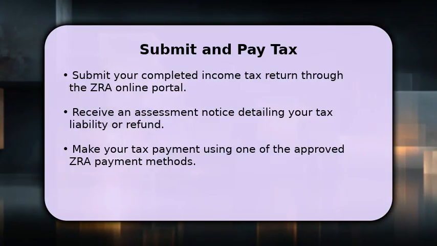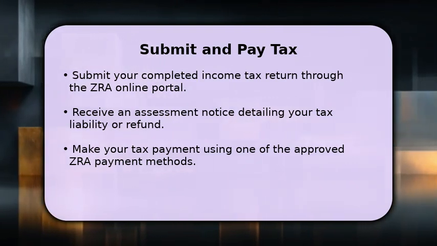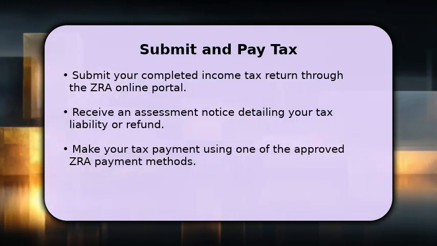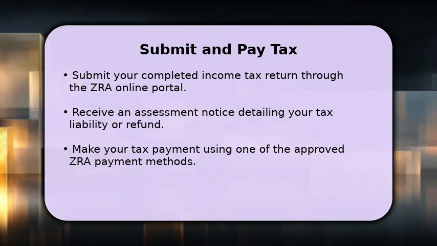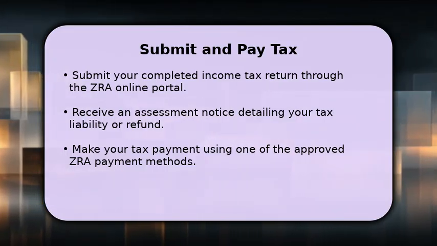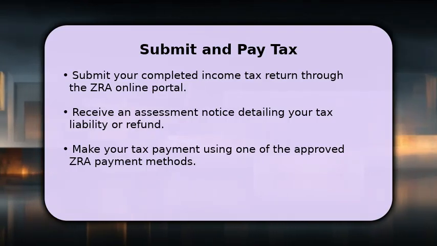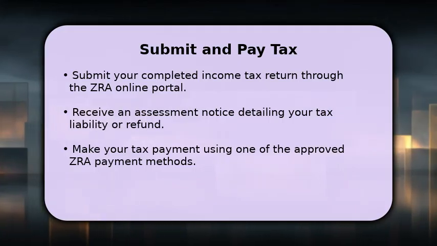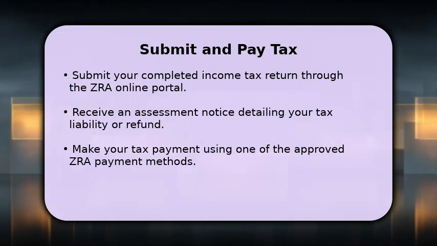After reviewing your return, proceed to submit it electronically through the ZRA portal. You will then receive an assessment notice, which outlines your final tax liability or any refund due. If you owe tax, make your payment promptly using one of the ZRA-approved methods, such as online banking, mobile money, or direct deposit. Always retain a copy of your submission confirmation and payment receipt for your records. This completes your annual income tax filing obligation.